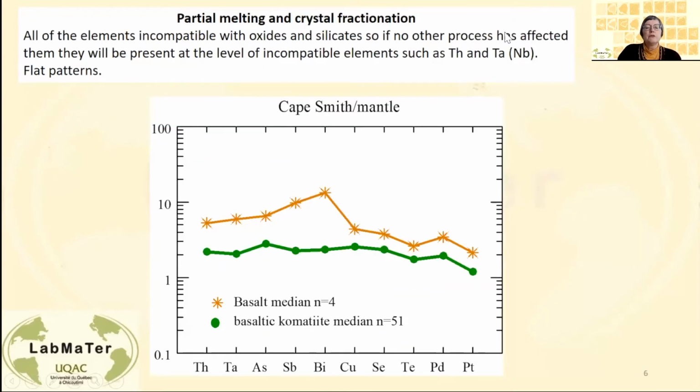Okay, so what did we find? Well, especially for Mike, here we have Cape Smith, and if we look at the basaltic komatiites, they're approximately flat at 2 times mantle. So we're not looking at sulfide segregation, and we're not looking at crustal contamination here. And the basalts overlying them also show similar patterns. We've got slight enrichment of bismuth here. So that's the simplest possible case.